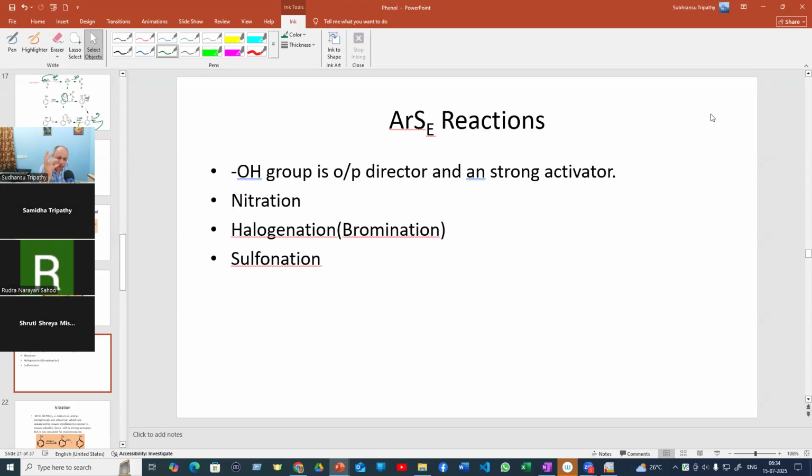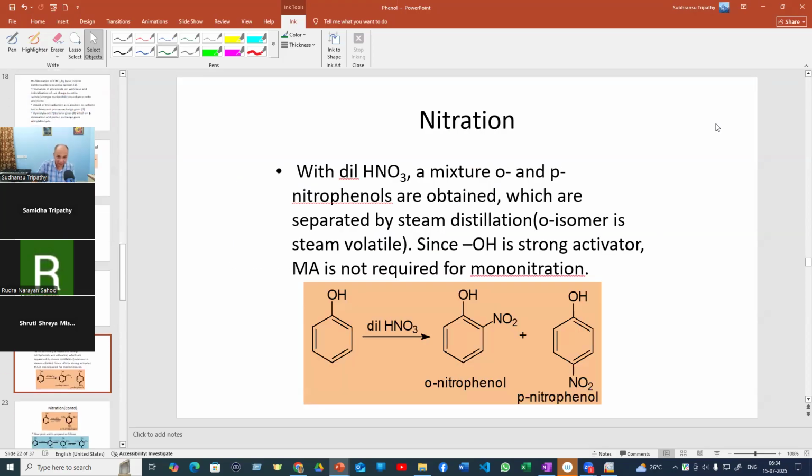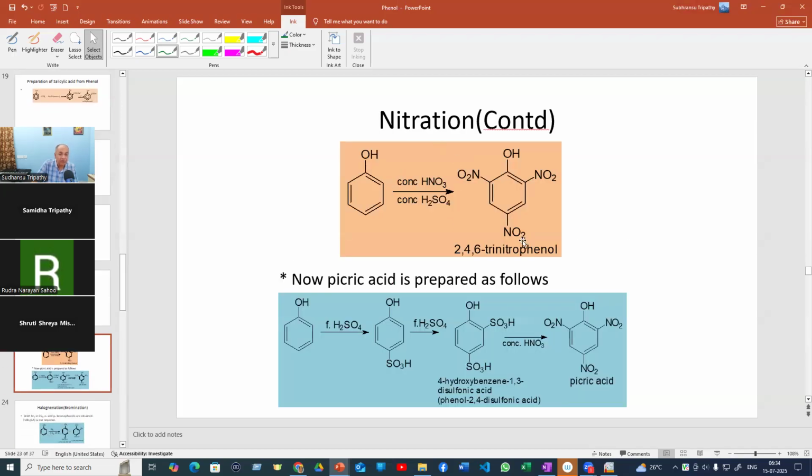The ortho-para positions are electron rich and they act as potential substrates for electrophilic attack. Ortho-para positions are very, very electron rich due to the strong plus R effect of the OH group, and the electrophile attacks at those positions, both ortho and para. You get a mixture of ortho and para. Now you will write at home very meticulously. If you used conc. HNO3, then the situation will be out of control.